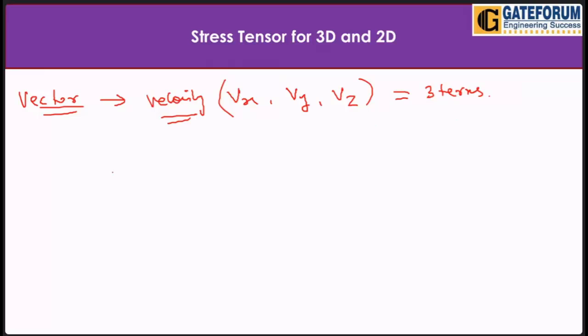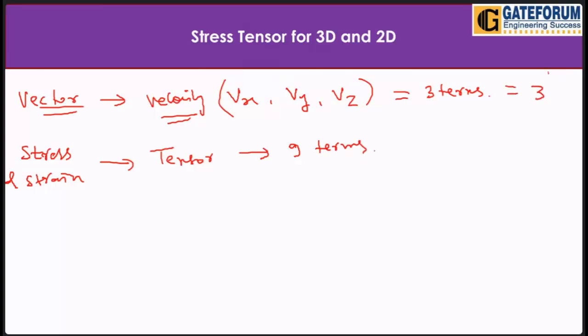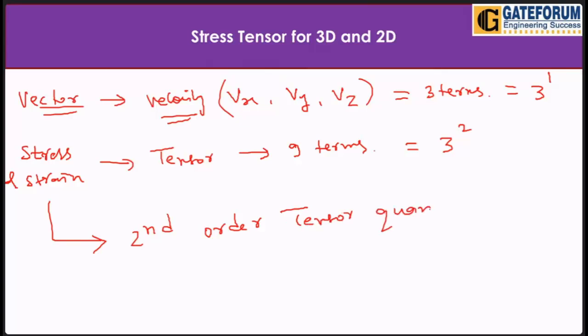But what about stress and strain? Stress and strain are basically tensor quantities. How many elements do we have? 9 terms. So 3 means 3 raised to 1, and 9 means 3 raised to 2, that is 9. That's why stress and strain are known as second order tensor quantities.